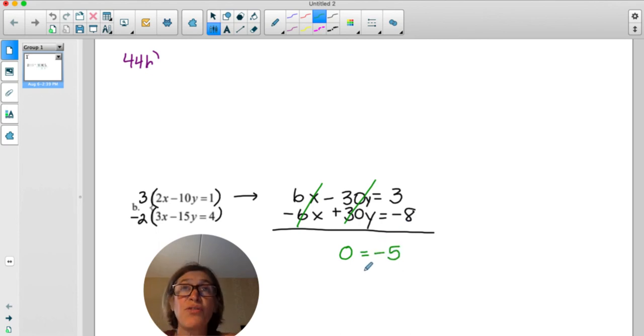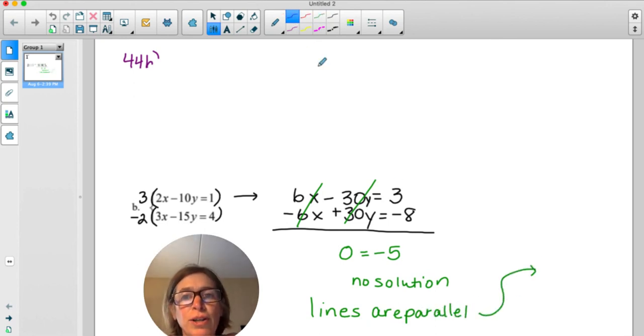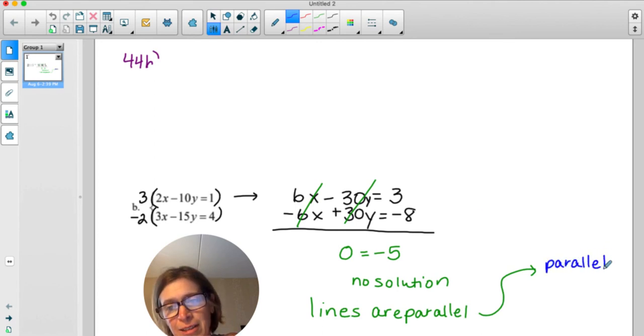Okay, that looks funny. I know it's scary, but I want you to think, is it a true equation? It is not a true equation, okay? So it's no solution, which tells me that these lines are parallel. And just as a reminder from earlier questions, we know that parallel lines are lines that do not intersect, right? But they have the same slope.